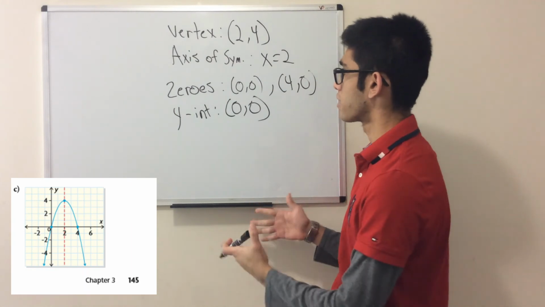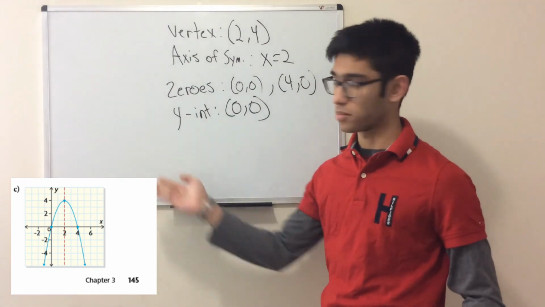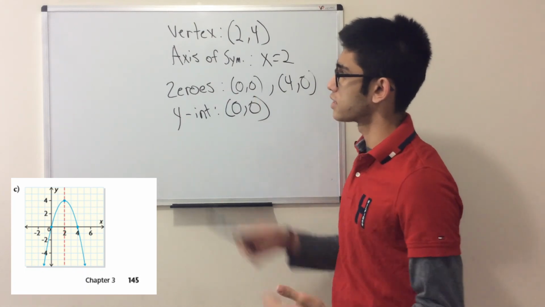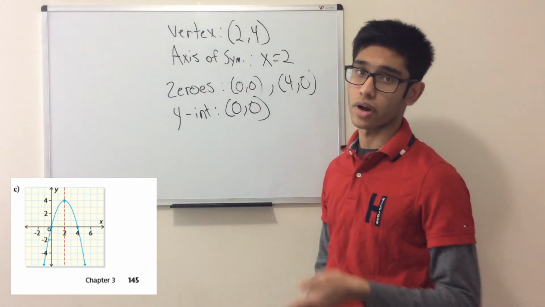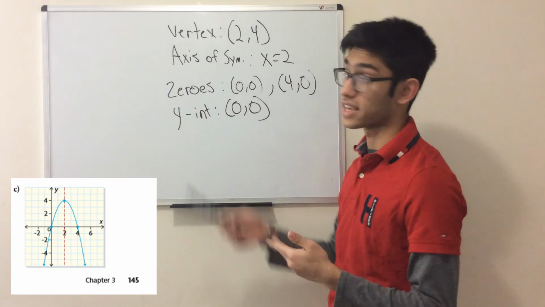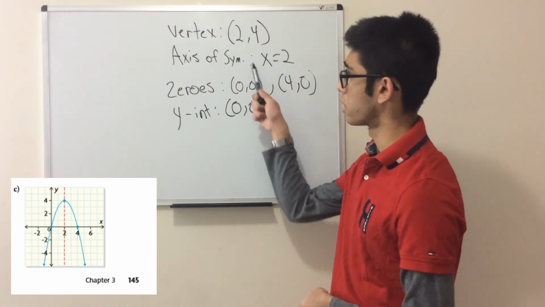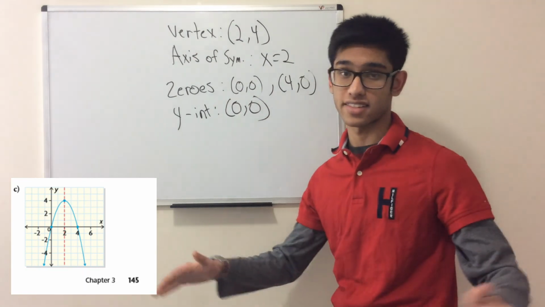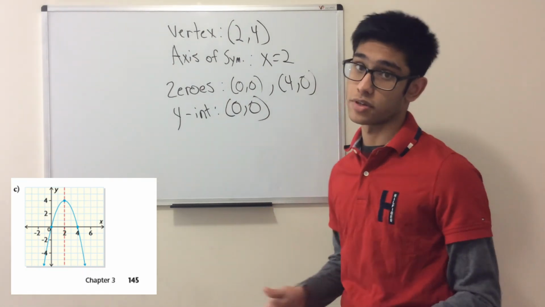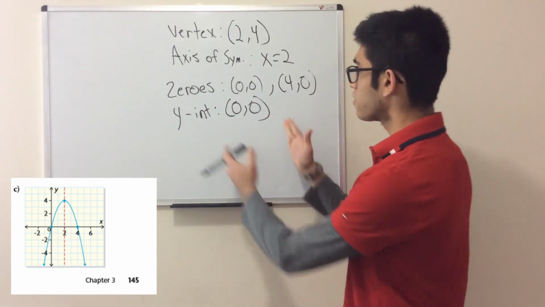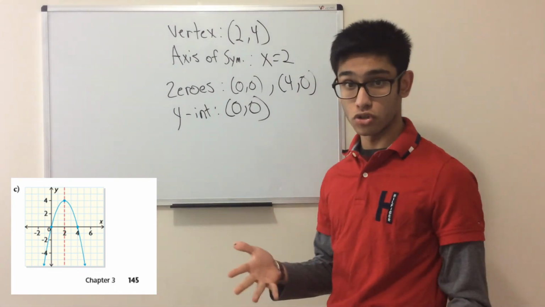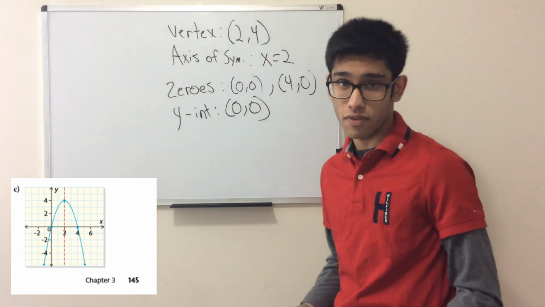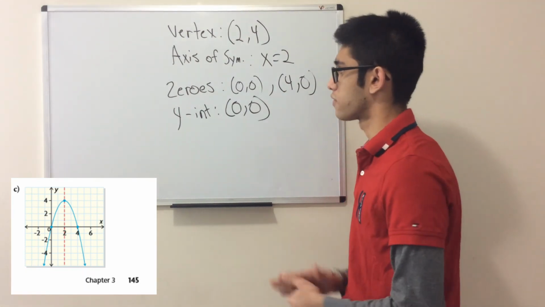You will probably be given a graph like the one I have up here, and you'll be asked to find these specific things. So again, it's not too hard. Vertex is the point where I can cut it in half. Axis of symmetry is the line itself, or the x-coordinate of the vertex. And the zeros are where it touches the x-axis. And the y-intercept is where it touches the y-axis. None of this is too difficult to do once you know what you're looking for. It's just looking at a graph and finding specific points on it. Not too difficult at all.